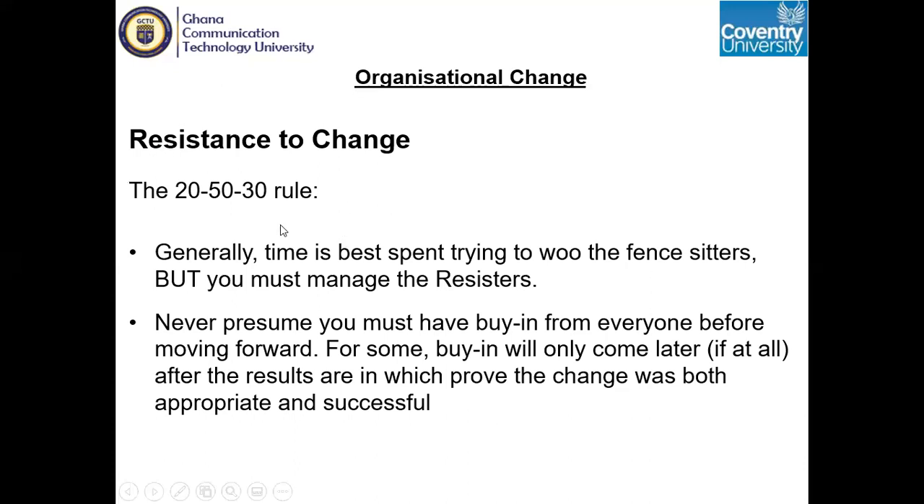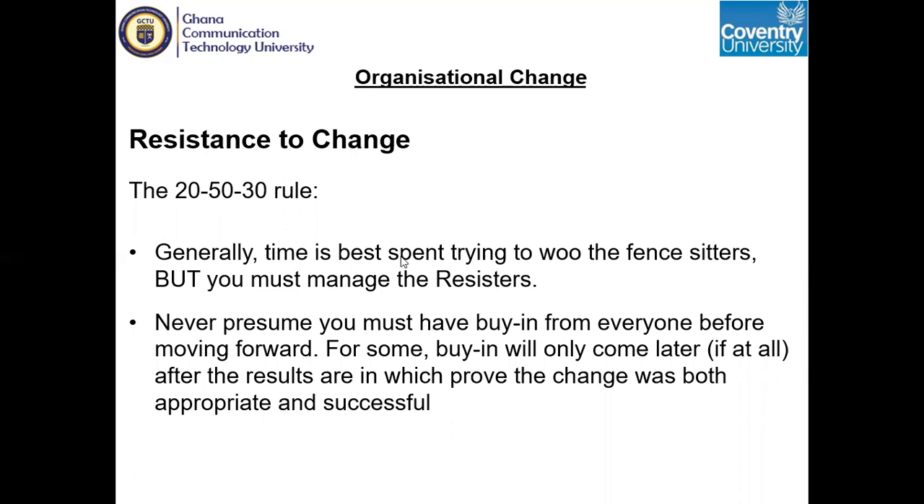Sometimes the resistors, you can maybe weaken the resistance by removing some people, of course. And some people have been fired from organizations for trying to lead resistance against some changes. But sometimes the resistance, we are looking at not just the destructive, but there can be constructive resistance as well.